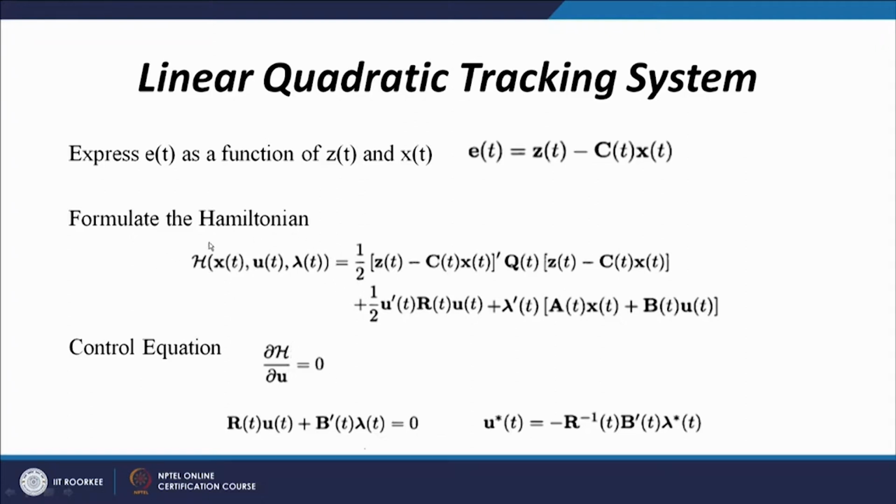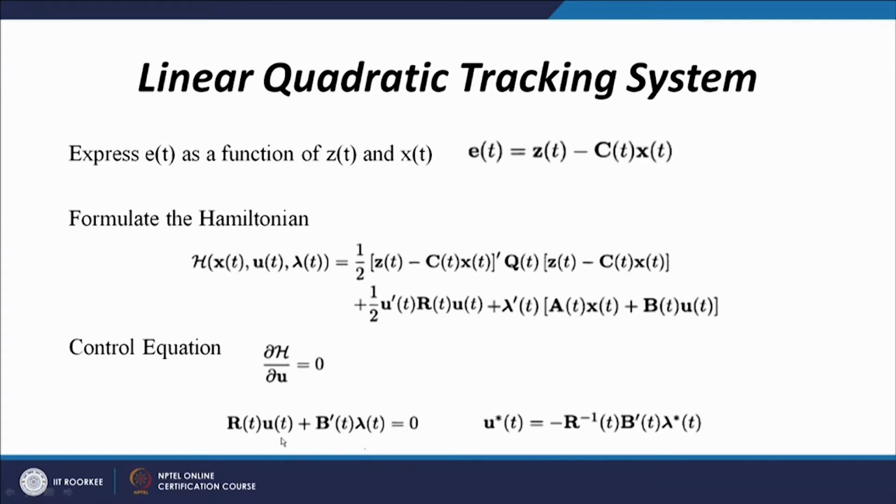If I differentiate this H with respect to U, I can see in the first part, half of E prime Q E does not depend on the U. So, my U will appear only in the half of U prime R U, and differentiation of this with respect to U gives me R U, and lambda prime A x t is again independent of U, and lambda prime B U, if I differentiate this matrix equation, I get the B prime lambda. So, I get the same equation as I am getting in the LQR.